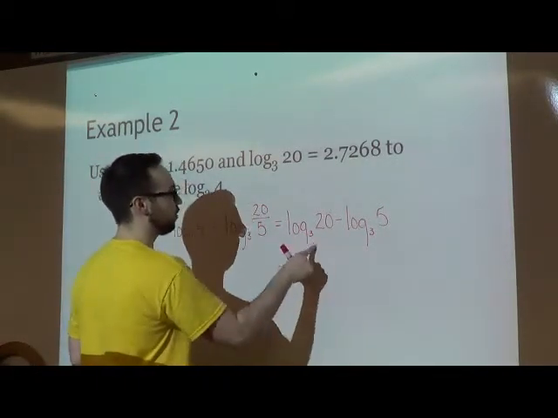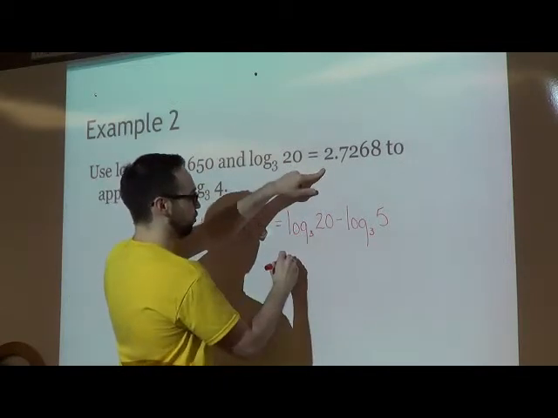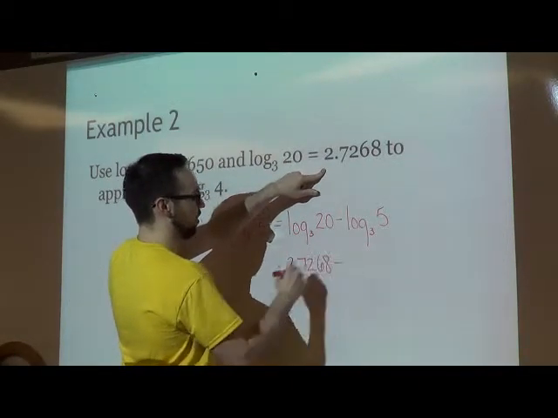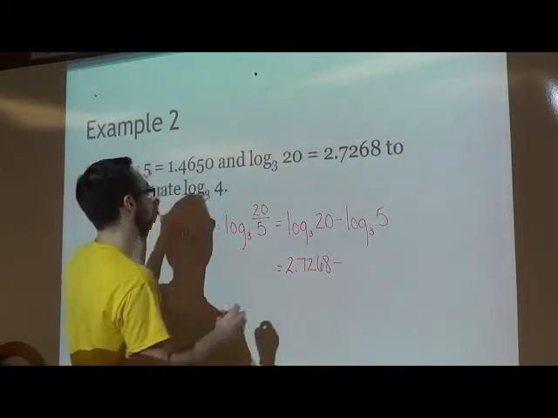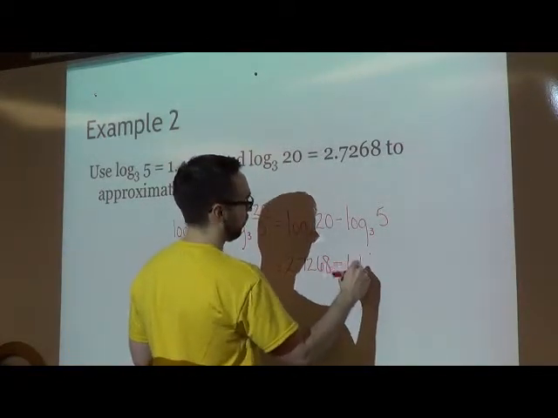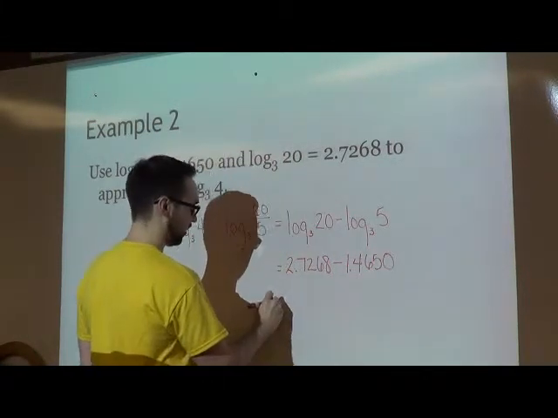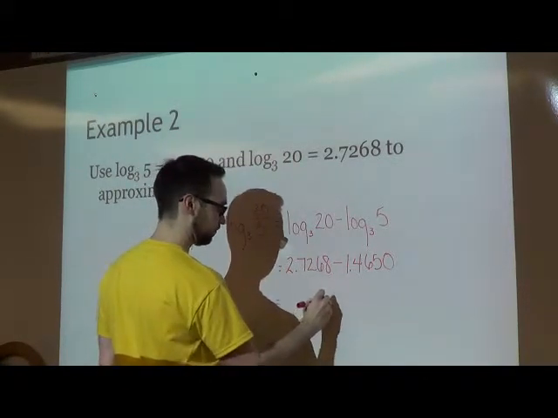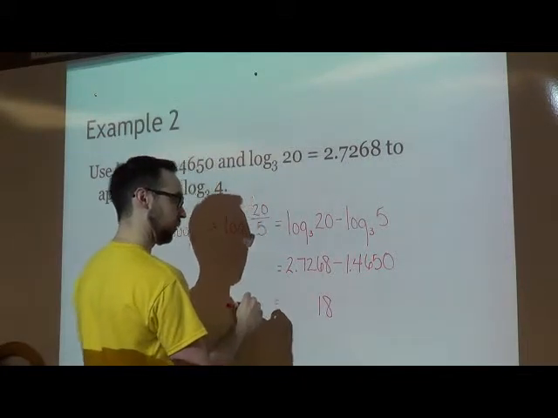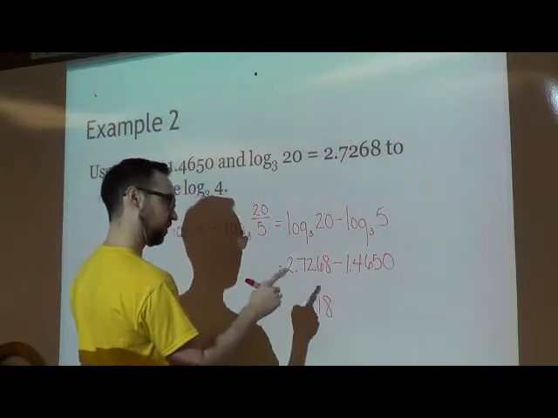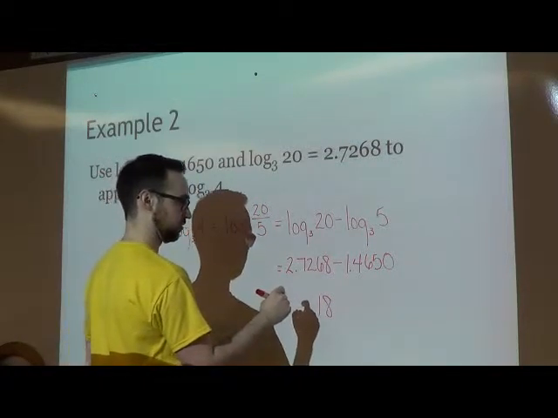So now I say log base 3 of 20, we know is 2.7268, minus log base 3 of 5 is 1.4650. And when I subtract those, we end up with, let's see, where am I here?